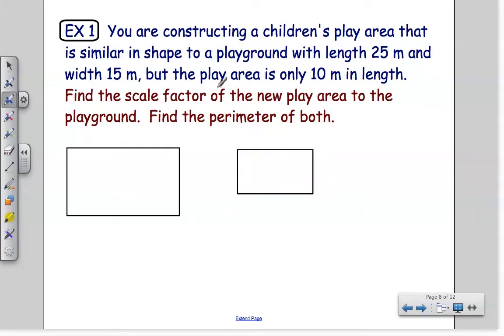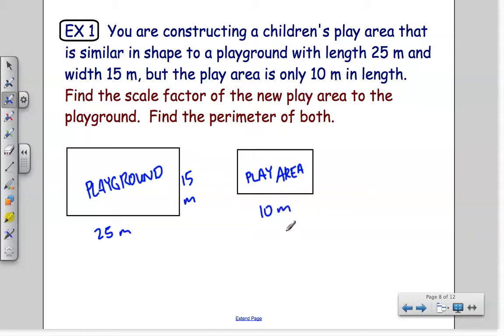Let's say my playground's larger, right? The playground was length 25 meters, width 15 meters. The play area is only 10 meters in length. So here's my playground that had length 25 meters and width 15 meters. And then this play area, 10 meters in length. The length I put here, so I'm going to put the 10 meters in length here as well. All right. First, find the scale factor of the new play area to the playground.